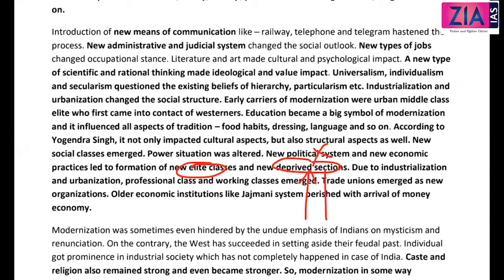They become part of the deprived section, and you can see they are joining the 1857 revolt on a large scale because of this. Similarly, the sharecroppers or the peasants or the actual tenants, they are also suffering. They became this deprived section. Why? The taxation is so high, coupled with the zamindar's exploitation as well. Okay, due to industrialization and urbanization, professional class and working class emerged. Okay, trade unions emerged as new organizations.